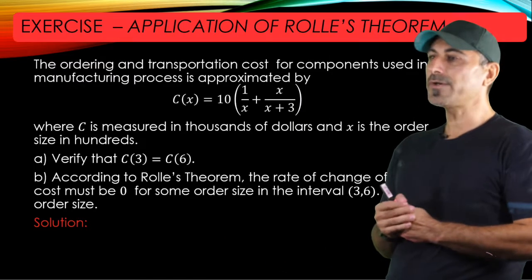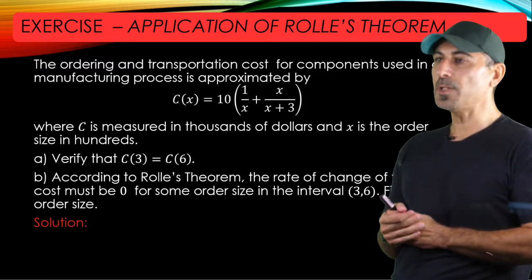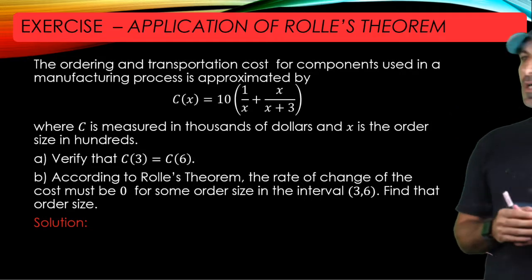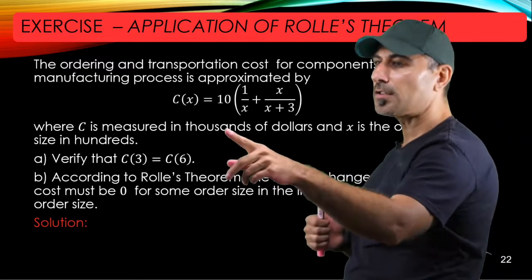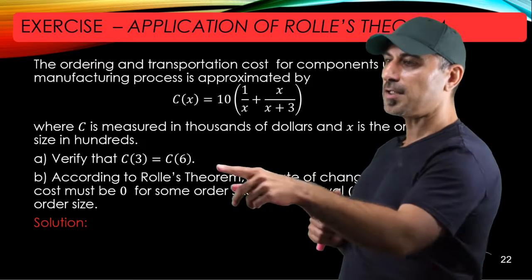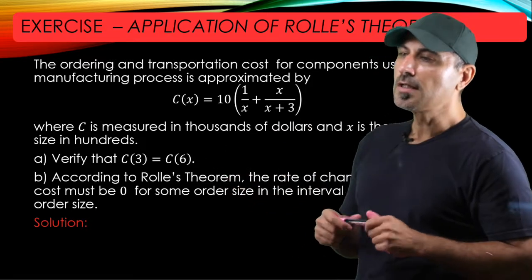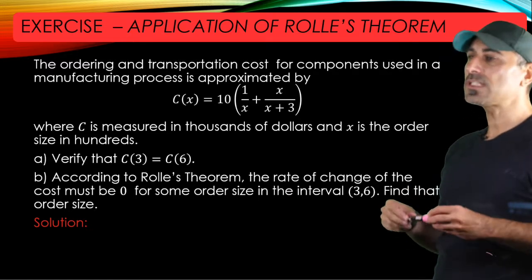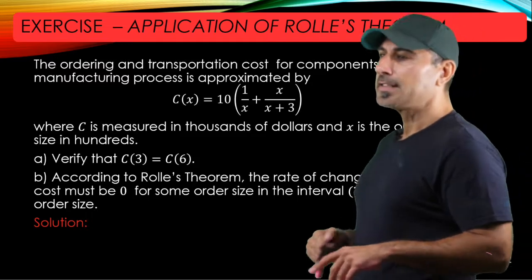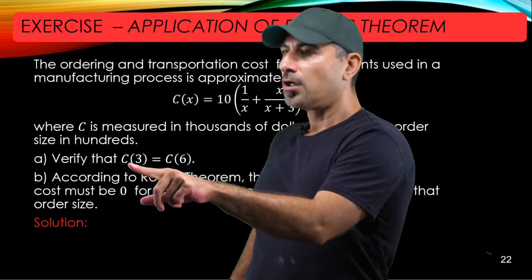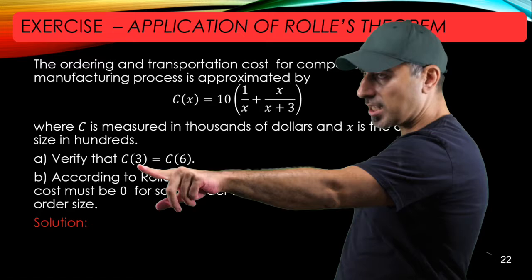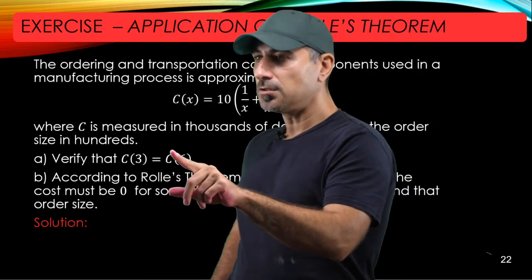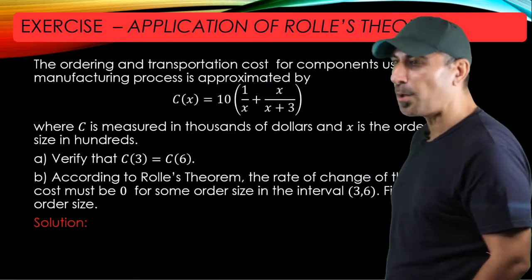We have the ordering and transportation cost for the components used in the manufacturing process given by this function, C of x. Here, C is the cost of the components, and it's measured in thousands of dollars. x is the order size in hundreds. So this question is asking us to verify that C for 300 components should be equal to the cost of 600 components.